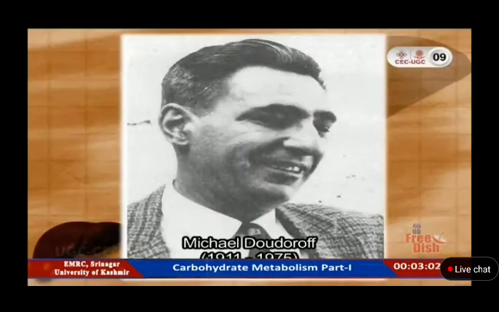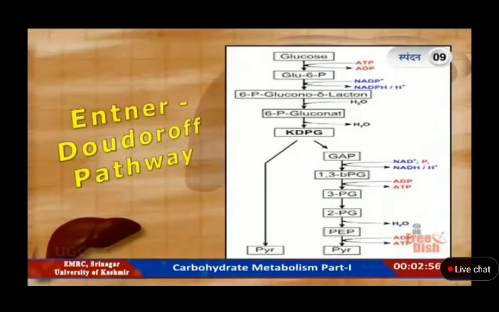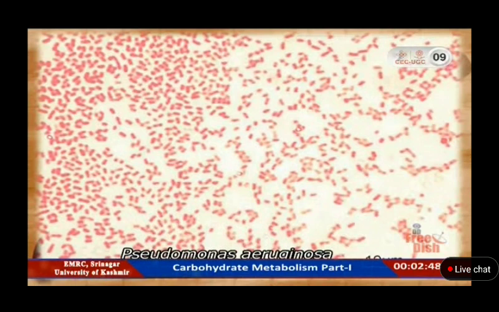ED pathway, or Entner-Doudoroff pathway. This is called ED pathway because it was discovered by Michael Entner and Nathan Doudoroff in 1952. This is another way to convert glucose into pyruvate, and this pathway is present in many gram-negative microorganisms like Pseudomonas aeruginosa, Pseudomonas fluorescens, Azotobacter, etc.